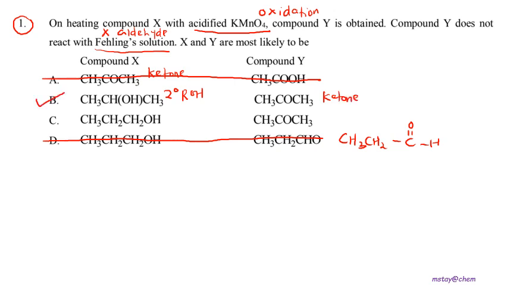However, we still look at option C. This one is a primary alcohol. If a primary alcohol meets a strong oxidizing agent, it should produce a carboxylic acid, but this is a ketone. So option C is also wrong, and the correct answer is B.